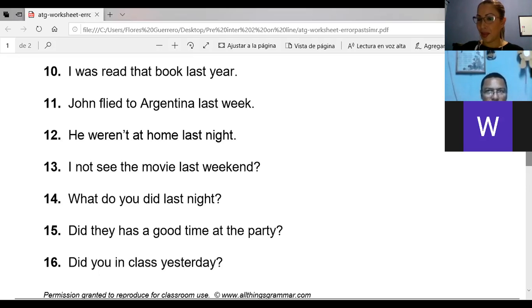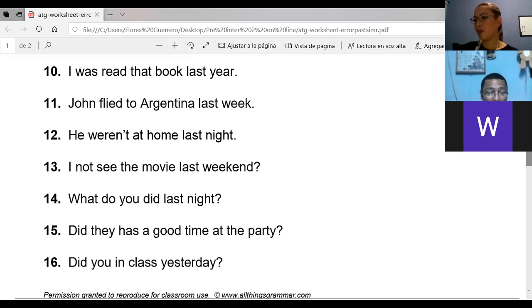I didn't see the movie last weekend. Okay, I didn't see. Acuérdese que cuando auxiliamos, no cambiamos el verbo. No cambia. El verbo se deja simple. Okay, very good. That's a review. That is for 14. What did you do last night?